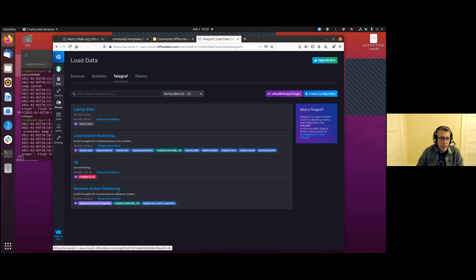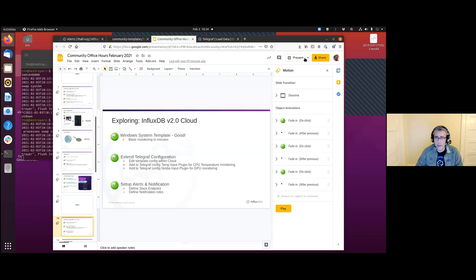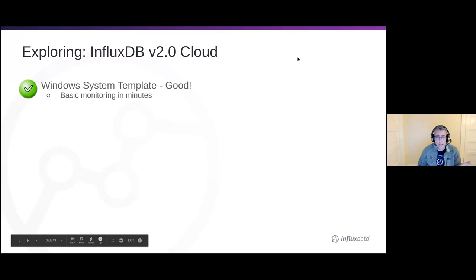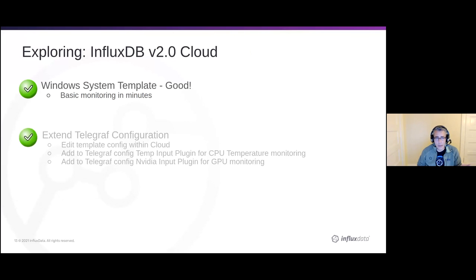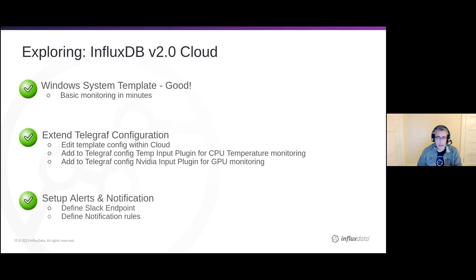Okay, so that's all set up. Windows is there. I was getting the alerts, and obviously we didn't overheat the CPU, which was great. And now I was looking at the GPU side. So I got that Windows system template up and running. Same kind of experience. I extended the Telegraf configuration again, putting the NVIDIA piece in. There was one other step to do the CPU temperature monitoring. And then I defined my Slack endpoint and my notification rules.